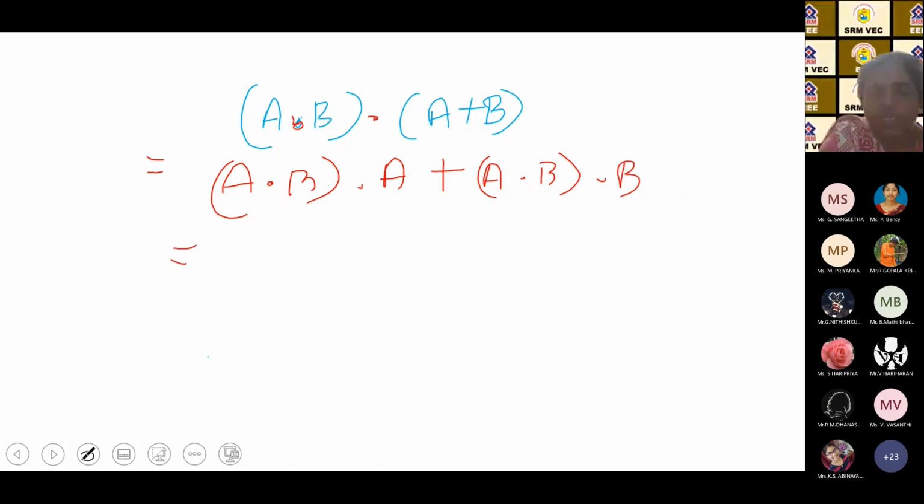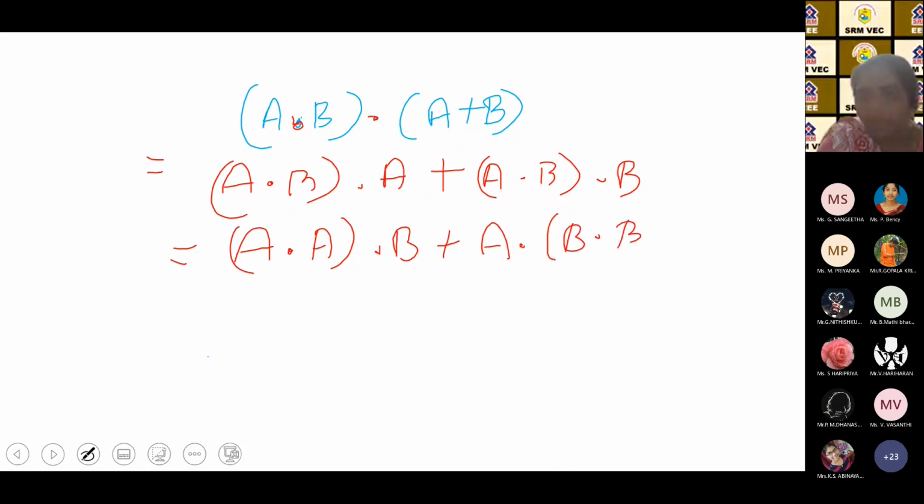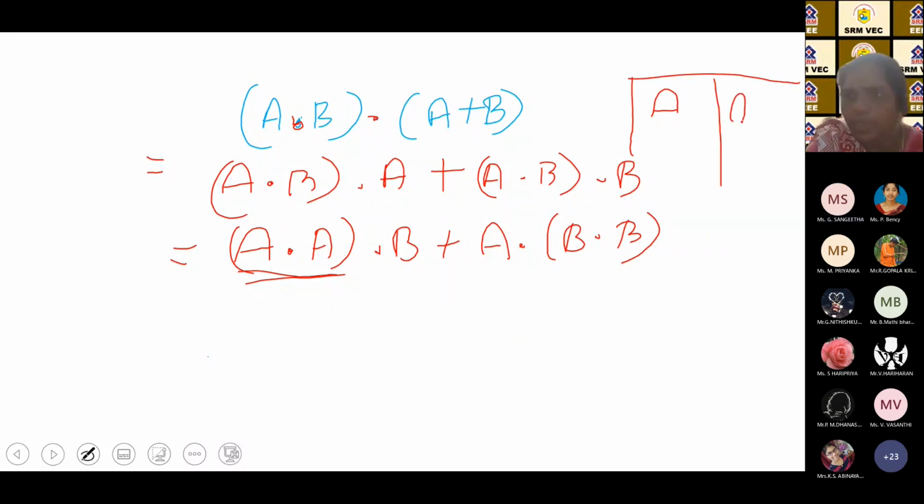Okay, so what is this? I can write A dot A dot B plus A dot B dot B. What is this actually? In arithmetic algebra, we used to write A into A as A squared, right? But here, how will you write it? Very simple, students. Whenever you have a doubt about how to write, go for the truth table. When A is 1, A dot A is 1. When A is 0, 0 dot 0 is equal to 0.